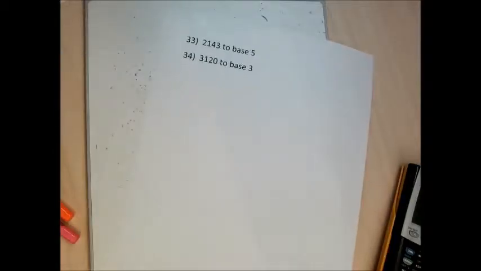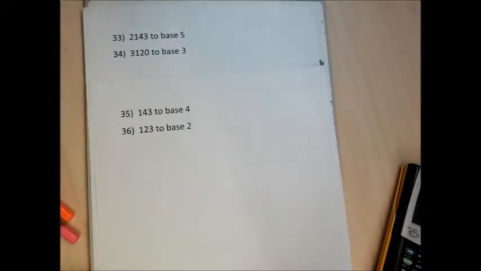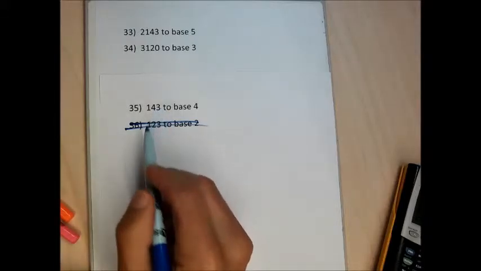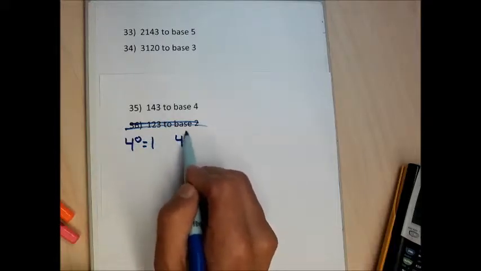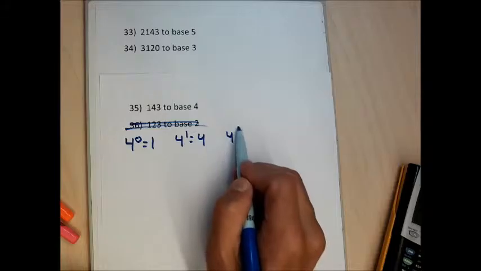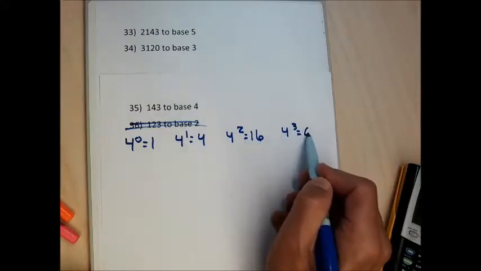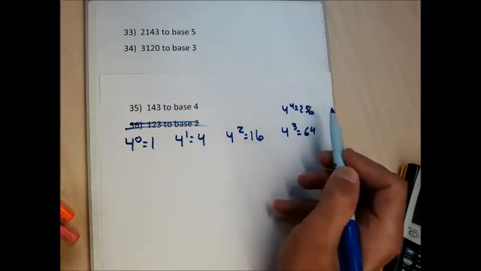All right, even though there's a handful more problems, why don't you just do 33, and we'll skip 37, and I'll do 35. You can do 33, and 35 will be the last number that I do. So for 35, 4 to the 0 is 1. 4 to the 1 is 4. 4 squared is 16. 4 cubed is 64. And 4 to the 4th is too big. It's 256.